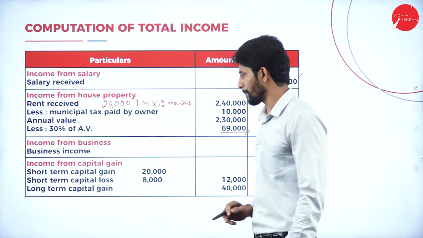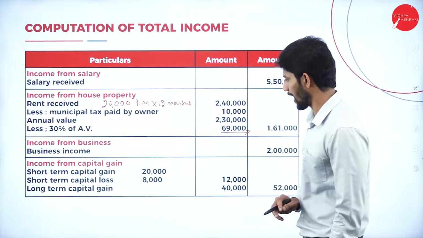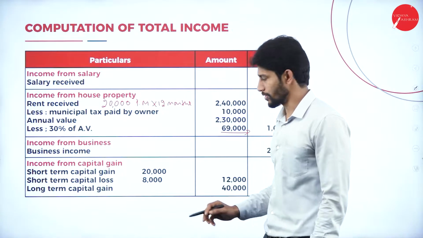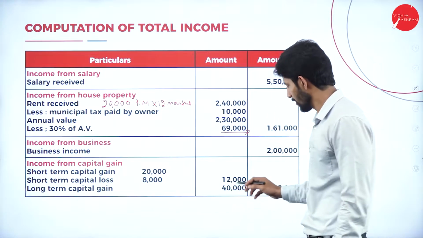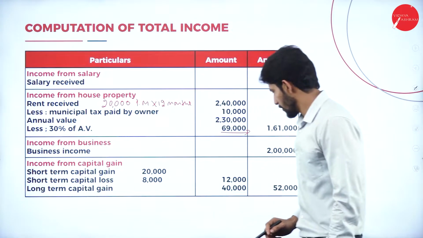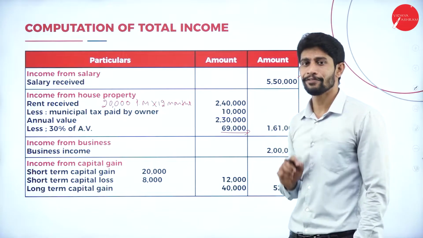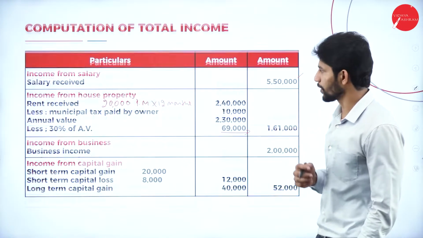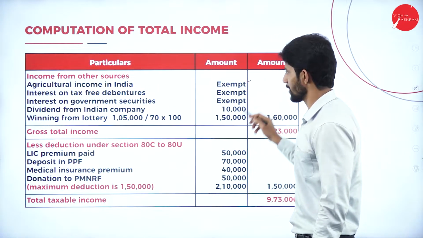Next, income from capital gain. Short-term capital gain 20,000 and short-term capital loss is 8,000. So set off this 8,000 loss from profit of 20,000. You will get 12,000 from short-term capital gain. And long-term capital gain is how much? 40,000. Altogether, 52,000 comes under income from capital gain. Moving on, income from other sources. Agricultural income is exempted.